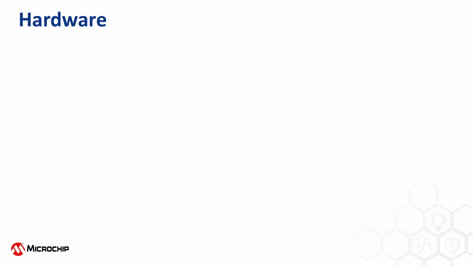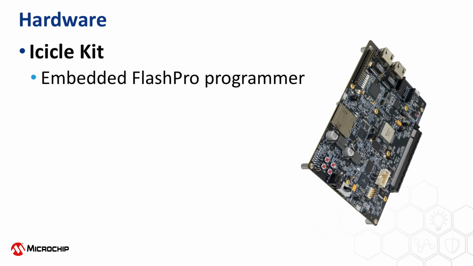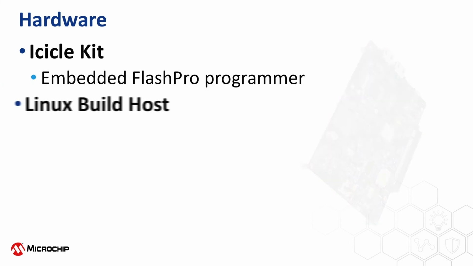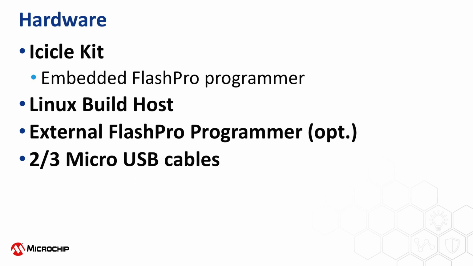Let's do a quick check also on the hardware requirements. Here is the list of the hardware used in these videos. The Icicle Kit board, including an embedded FlashPro programmer, a Linux build machine or a virtual machine with at least 8 GB of RAM and 100 GB of hard disk free space, an optional external FlashPro programmer, and 2 micro USB cables, 3 if you also use the embedded flash programmer.